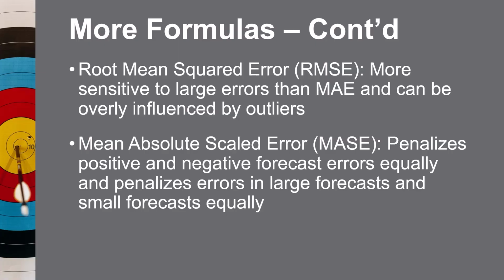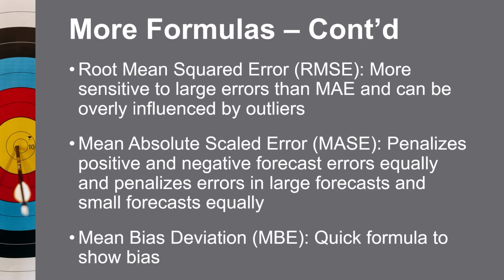The mean absolute scaled error compares forecast error to a naive baseline, making it scale independent. To be honest, I have no idea what that means, but I included it in this course if it sounds interesting to you. This formula handles values near or equal to zero better than MAPE. Unlike the earlier measures, it penalizes positive and negative forecast errors equally and penalizes errors in large forecasts and small forecasts equally. Mean bias deviation shows whether forecasts are over or under the actual amounts. It's a quick formula to show bias, but the graphs I showed earlier may be more intuitive, informative, and compelling.